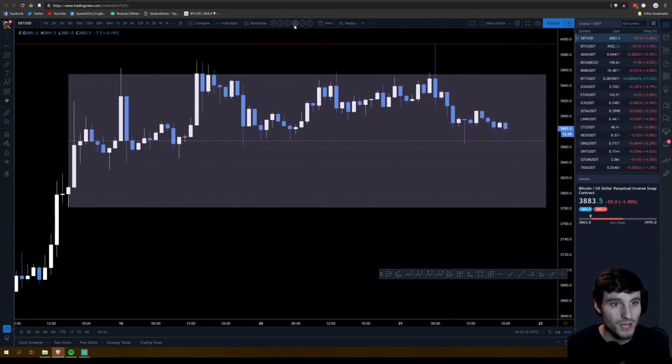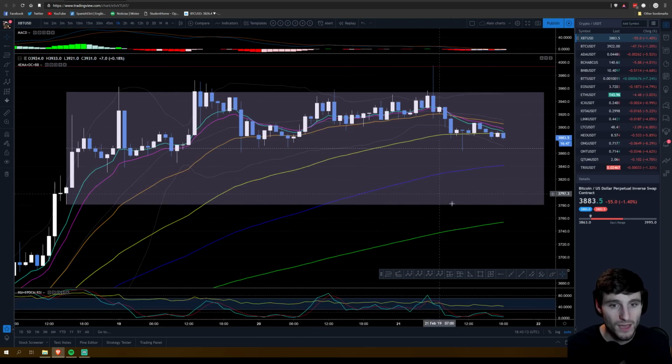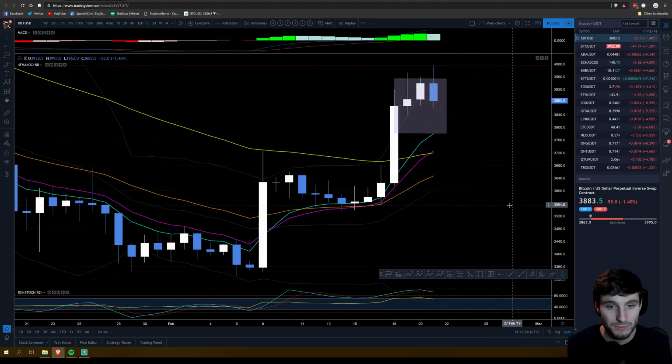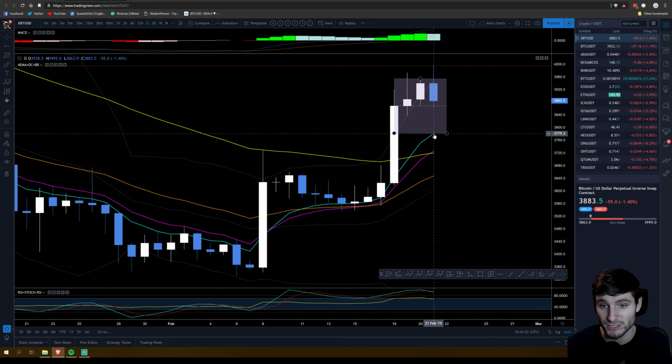If we turn on the exponential moving averages here, you can see the 100 EMA on the hour sat at 3,840. If we look at the daily, the 8 exponential moving average is just at the bottom of this range, around 3,780. So we have the daily sat in there.